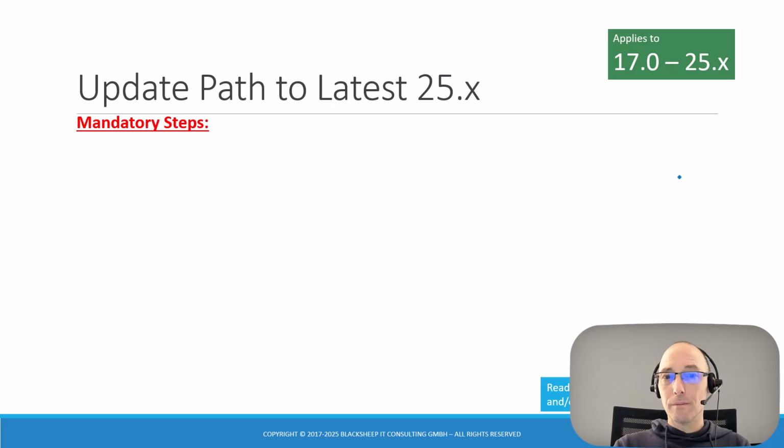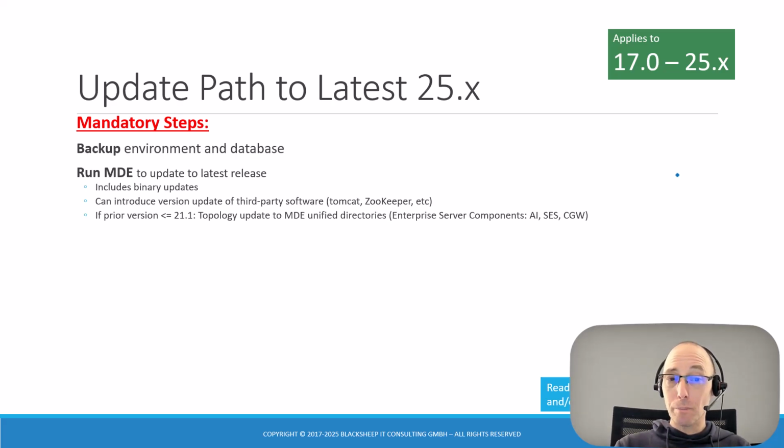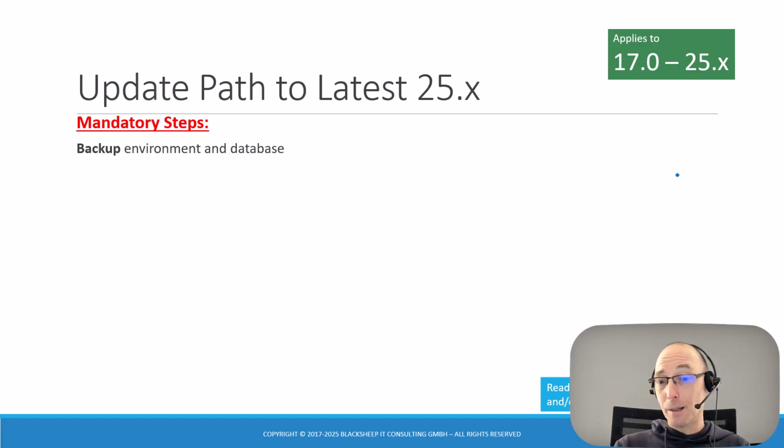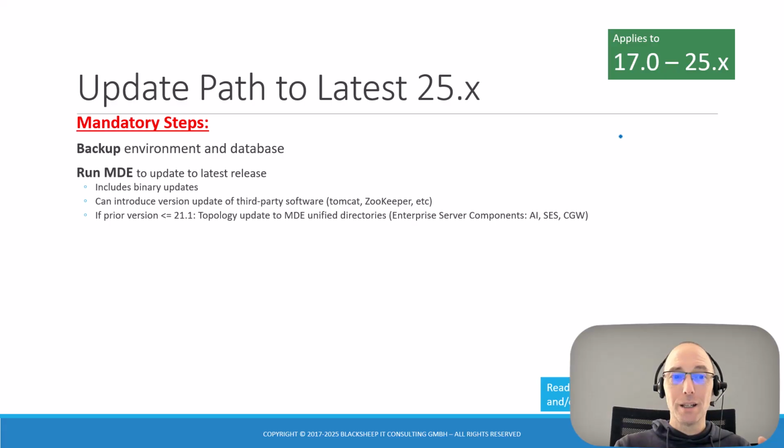So here's the verbose description. I'll do this very quick. So there are several mandatory steps, starting with the backup. Yes, no brainer, but don't forget it. And make sure that you can restore from a backup. Taking backup is easy. Restoring is the hard part. Then you run the MDE, the Modular Deployment Engine, the Siebel Update Installer, or the Siebel Installer, which runs in update mode. It does the binary update.